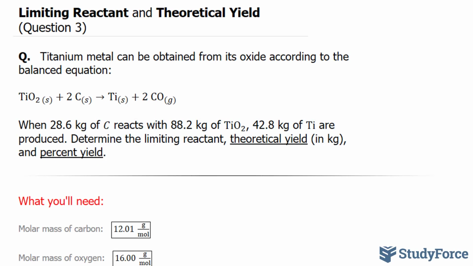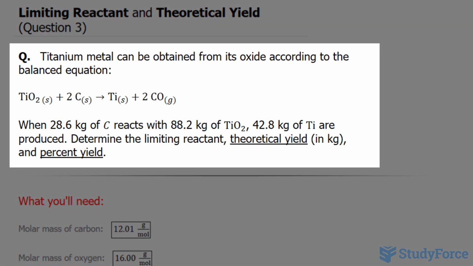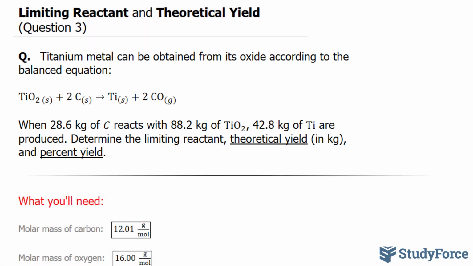In question number 3 of our limiting reactant and theoretical yield series, we're asked, titanium metal can be obtained from its oxide according to the balanced chemical equation. When 28.6 kilograms of carbon reacts with 88.2 kilograms of titanium dioxide, 42.8 kilograms of titanium are produced. Determine the limiting reactant, the theoretical yield, and the percent yield. They're asking us to find 3 things here. We have to start with the limiting reactant.